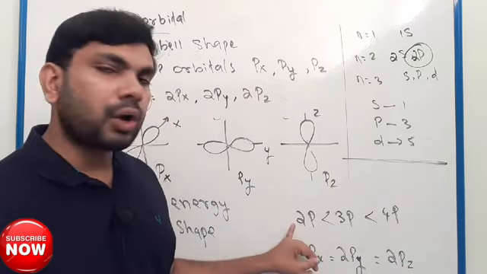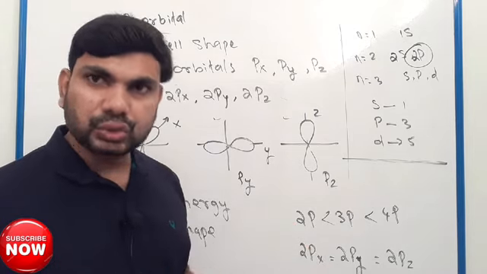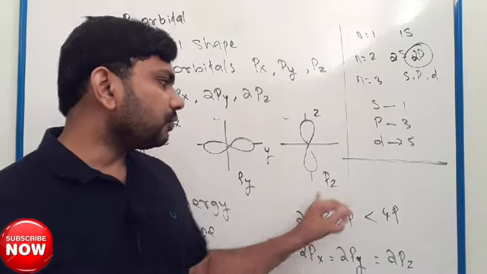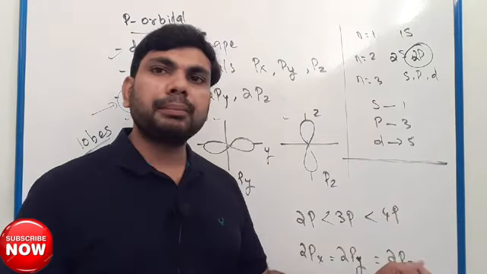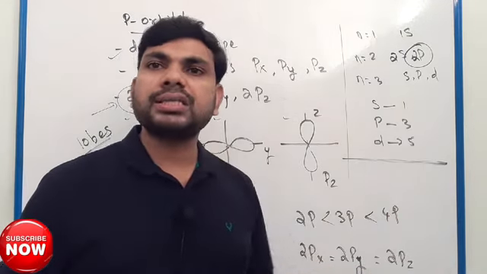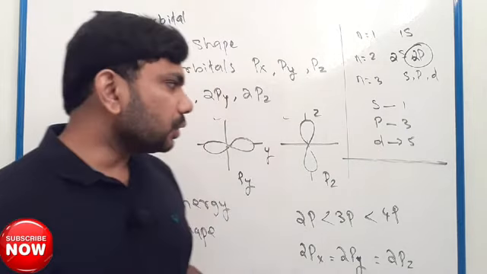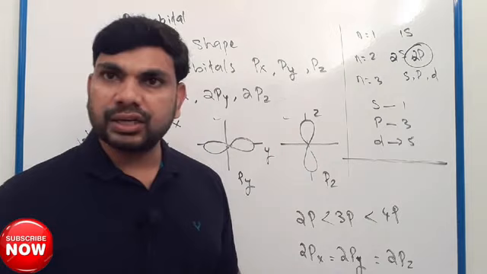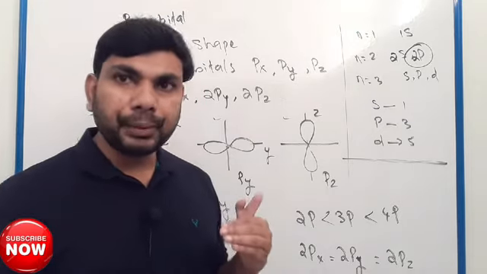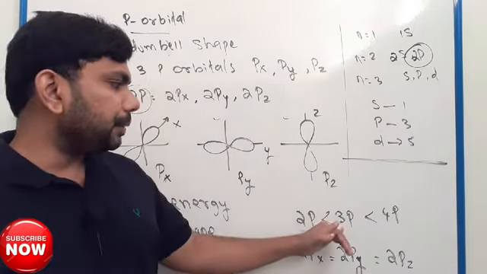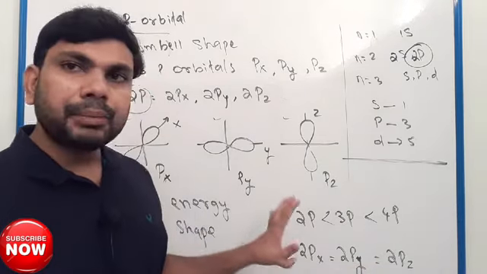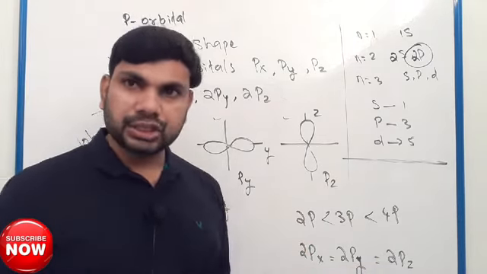Second principal quantum shell means it is close to nucleus. Okay, so they have less energy. Fourth principal quantum shell means it is far from nucleus and has higher energy. So here 2p, 3p, 4p have different energy. 2p is less than 3p, less than 4p. Okay, but they have the same shape. All of them are dumbbell shape.